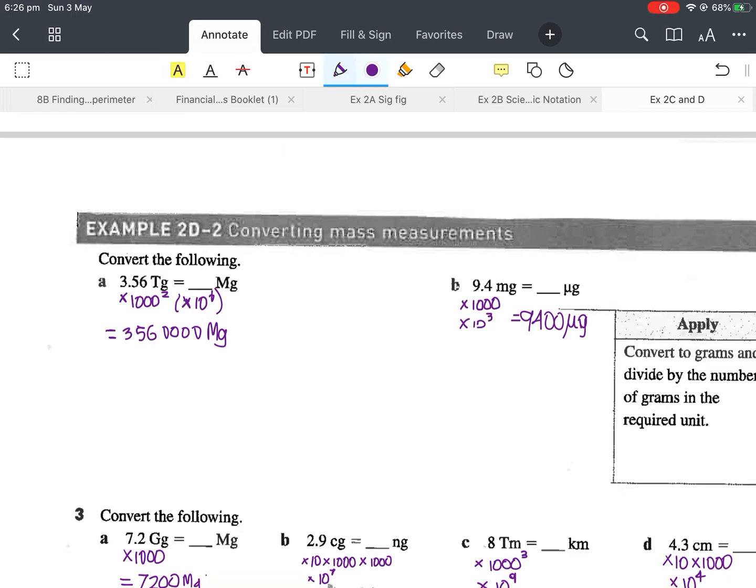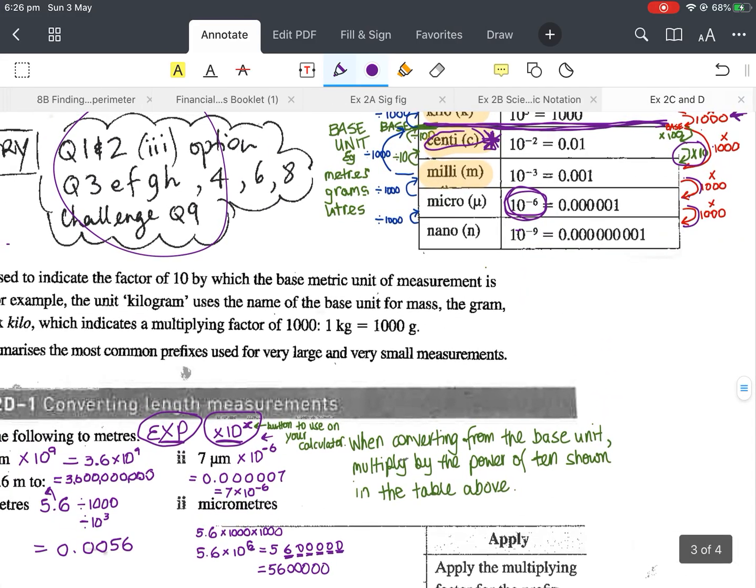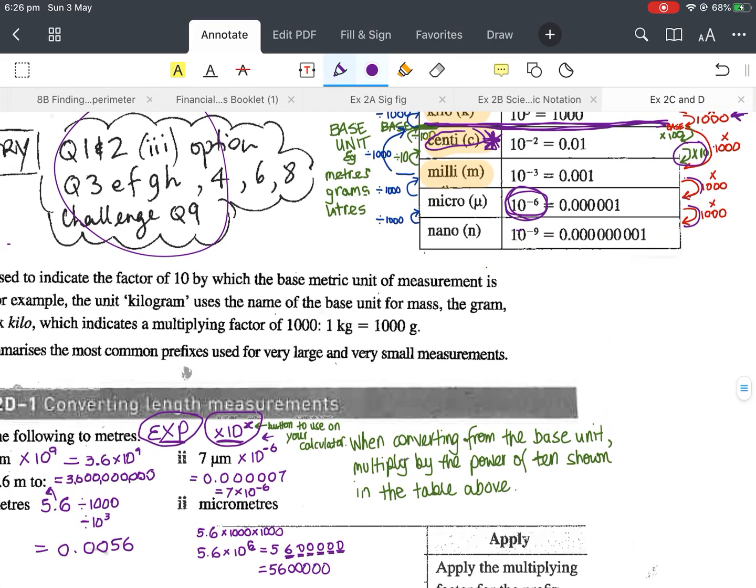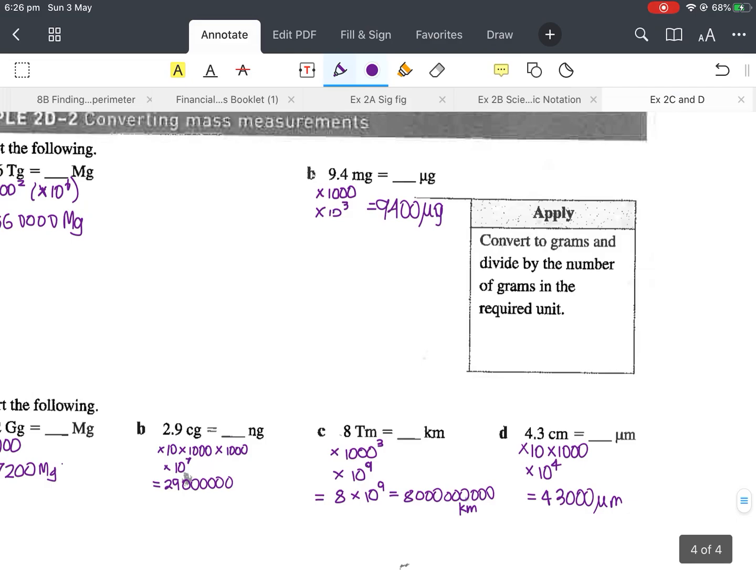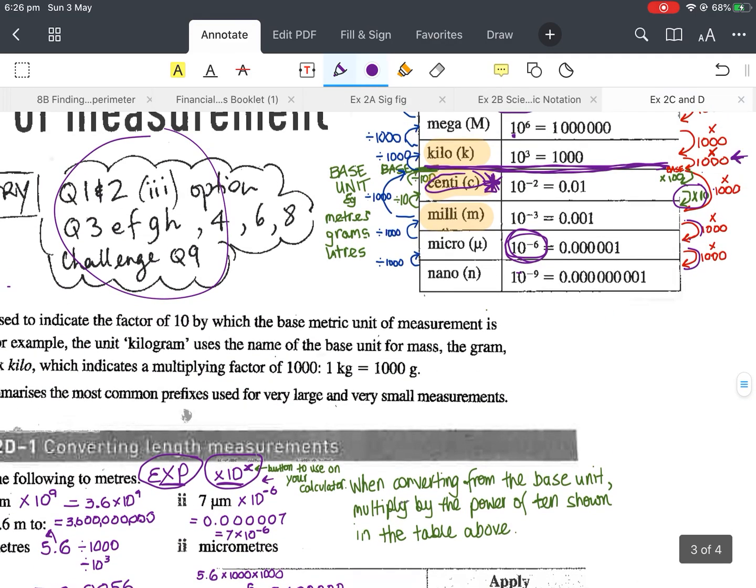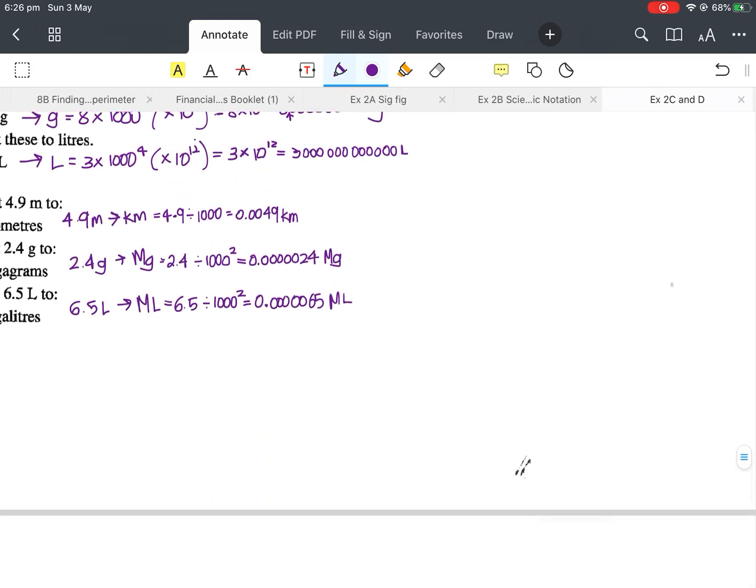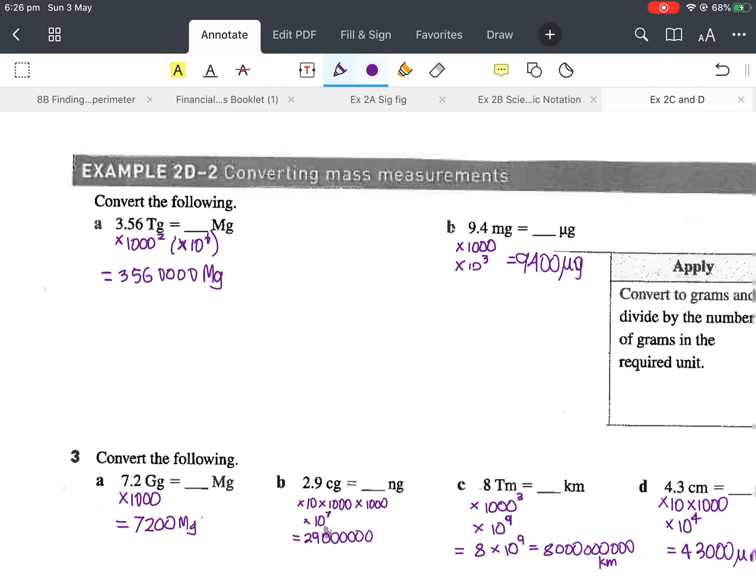Next one, I'm going from milli to micro. So if you follow the table, milli, 2 jumps down to micro means again I'm multiplying by 1,000 twice. Oops, milli to micro, my bad, I went to nano, sorry about that. Milli to micro, 1 jump of 1,000 only. So therefore, timesing by 10 to the power of 3, which is 9,400.